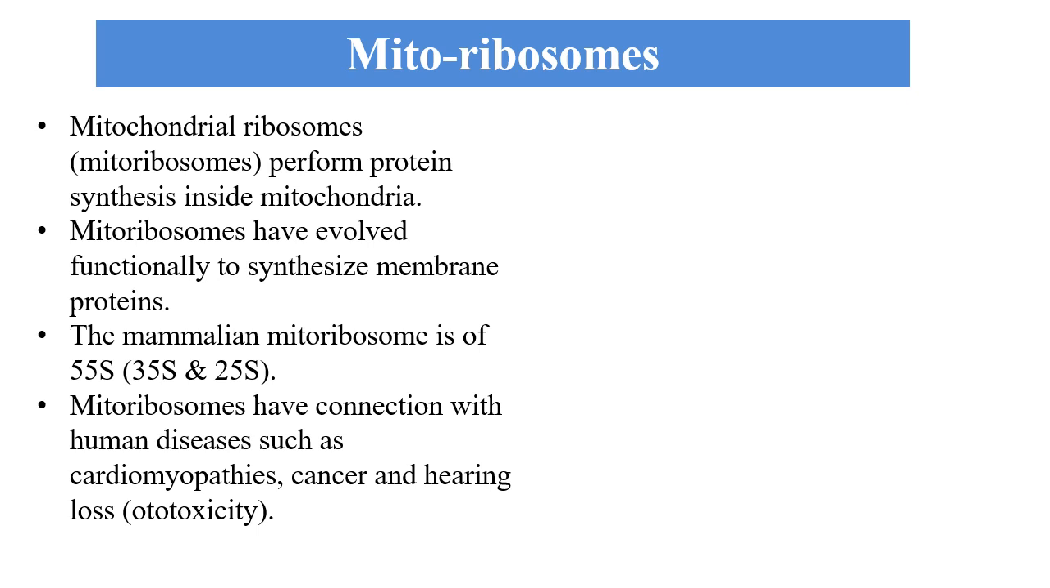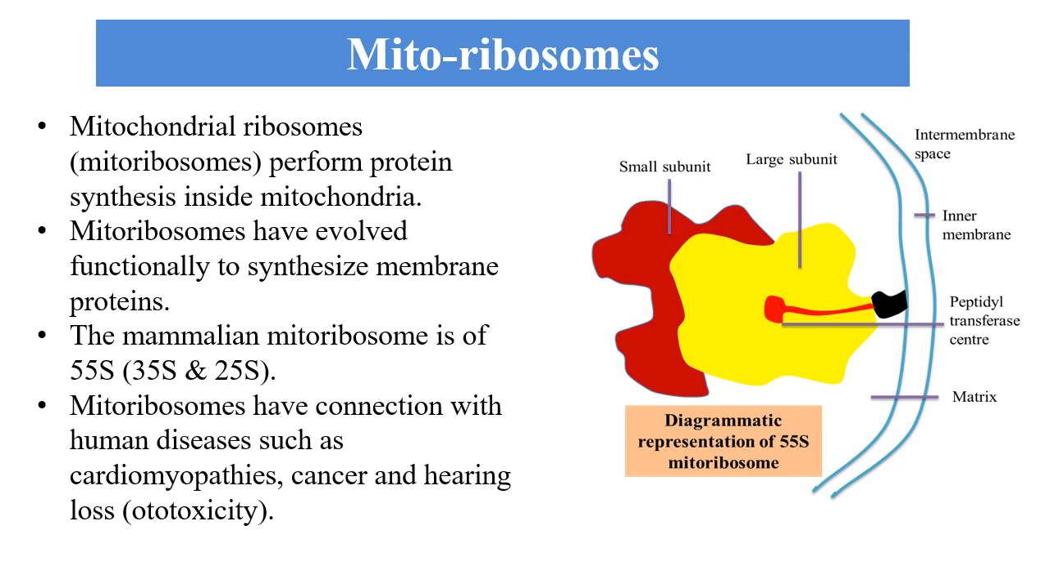In mitochondria, ribosome remains tightly attached to the inner membrane. Mitochondrial ribosomes, that is mitoribosomes, perform protein synthesis and they have evolved functionally to synthesize membrane proteins. In mammalian cells, mitoribosomes are comparatively small with a total sedimentation coefficient of 55S, composed of two unequal subunits. The small subunit binds messenger RNA, that is mRNA, and translates the encoded message by selecting transfer RNA or tRNA.